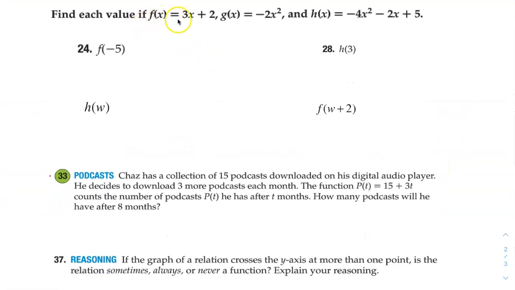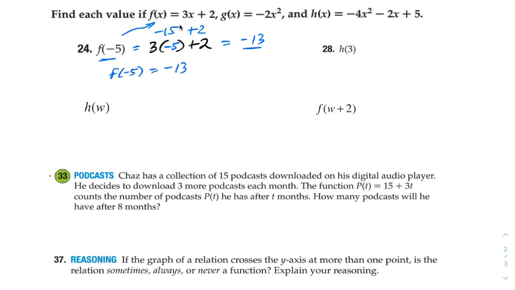Okay, so find each value. f of x equals 3x plus 2, g of x equals that, h of x is that. Find f of -5. All we do here is sub it in for our f values. We're going to sub into this equation, that's all f is, and plug in -5. Then we simplify: -15 plus 2 is -13. And that's the answer. If you want to write it like this, you can, because it is a relation. But all that means is when I sub -5 into this equation, I get -13.